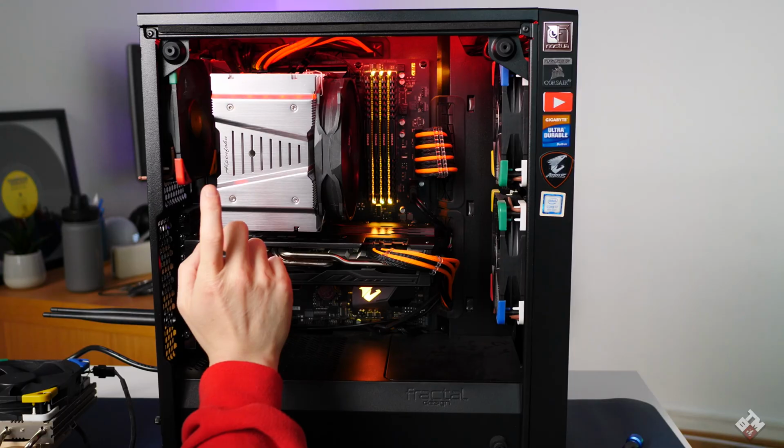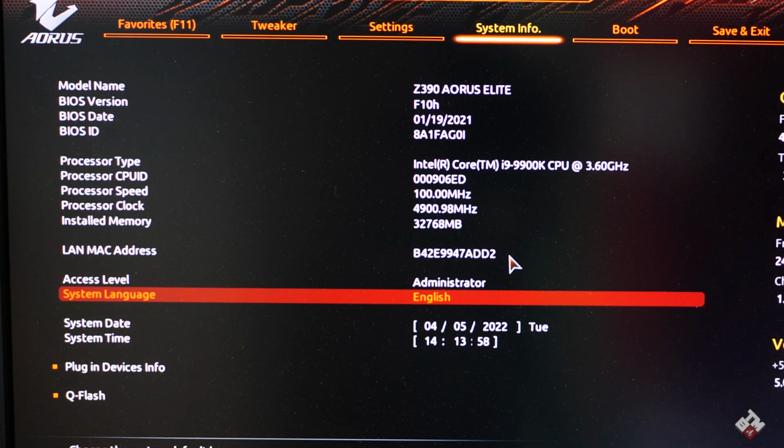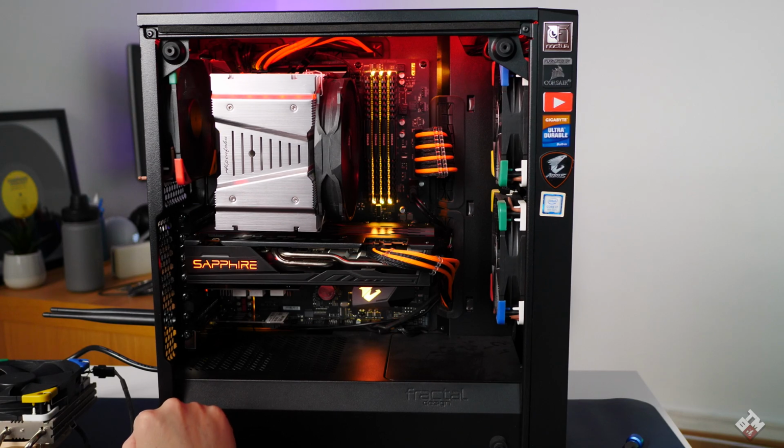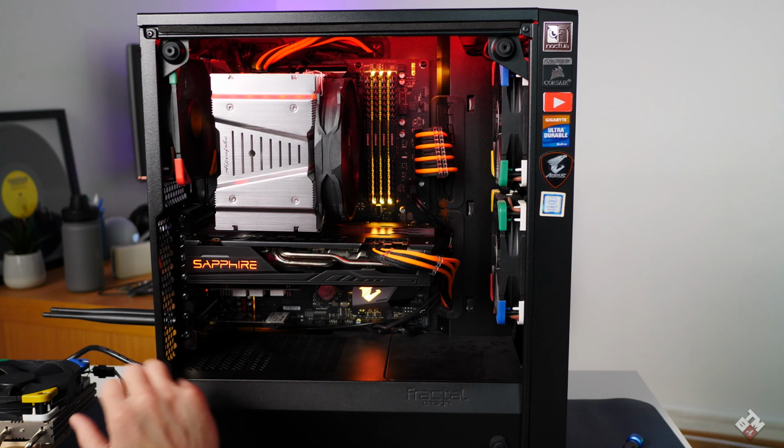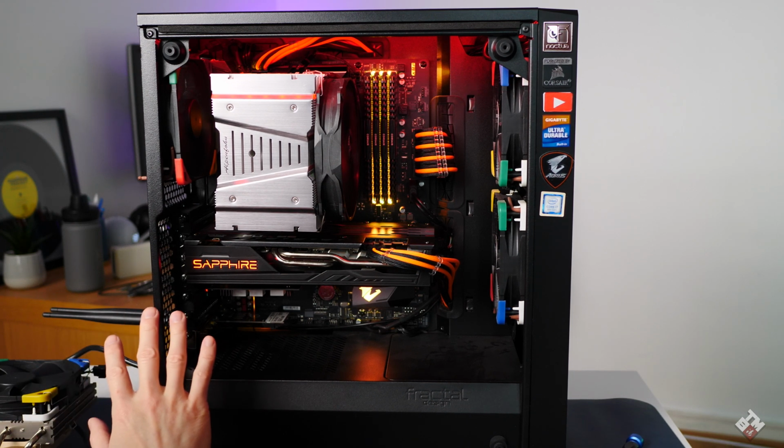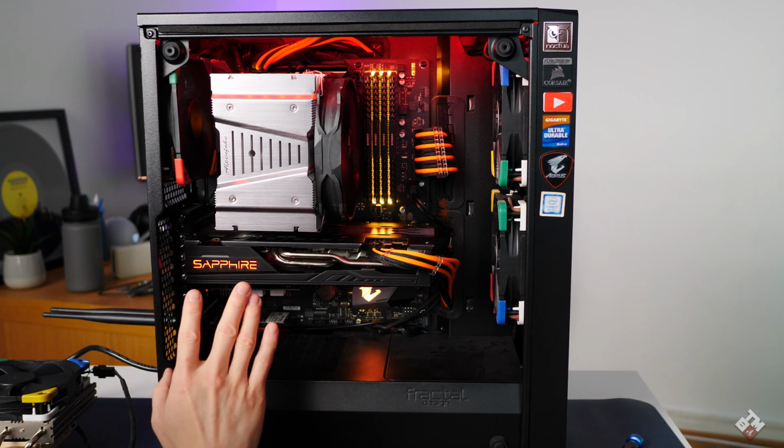Under the cooler is the i9-9900K. So far that processor has served me extremely well, whether it's the editing, the rendering, or the gaming. So that is fantastic. I have no complaint about it. It's currently running at 4.9 gigahertz.